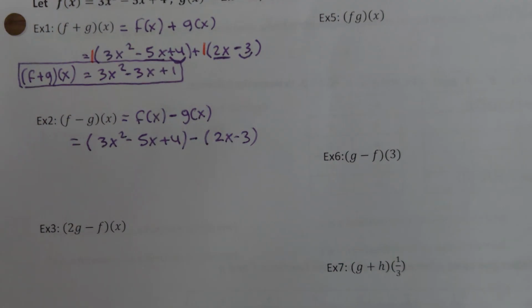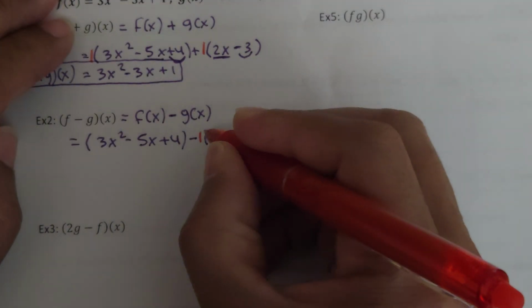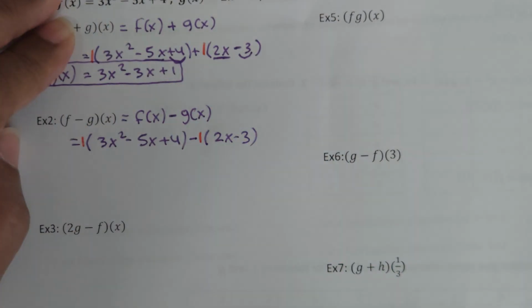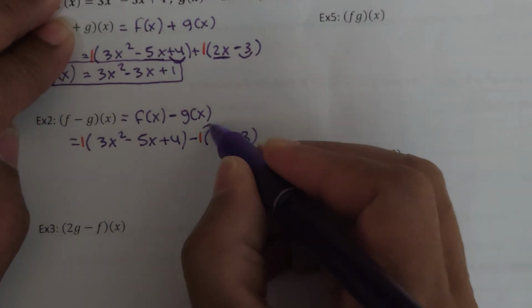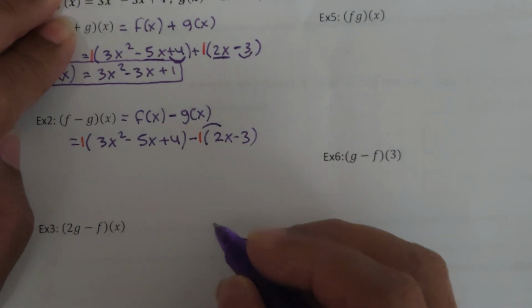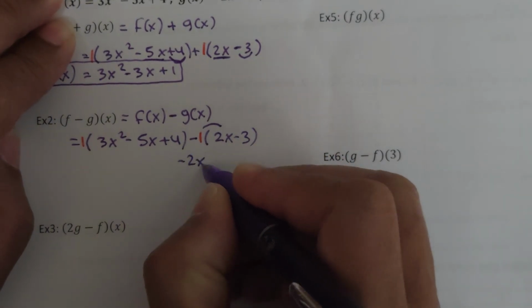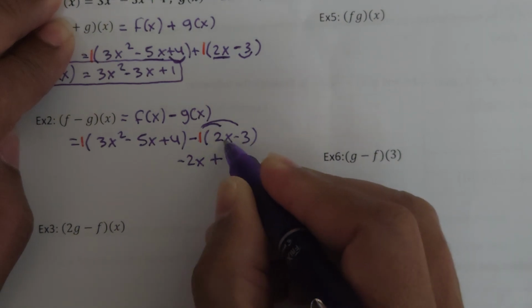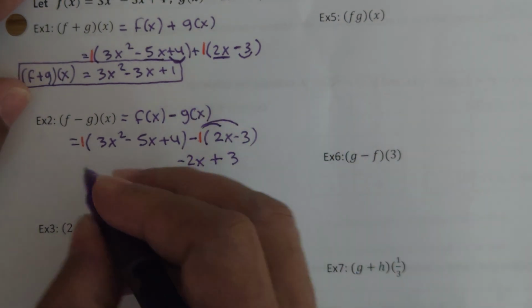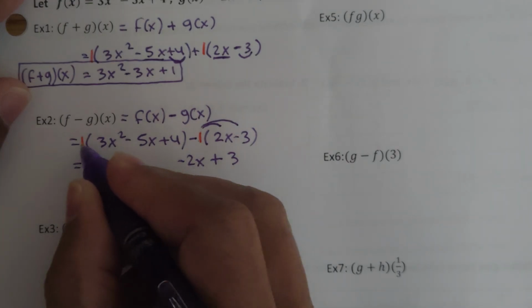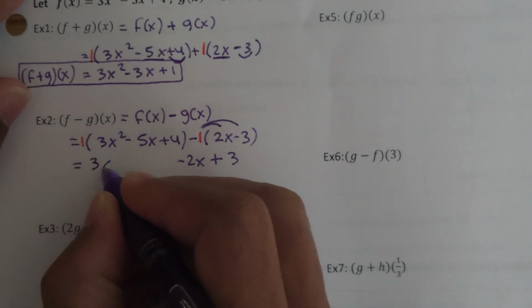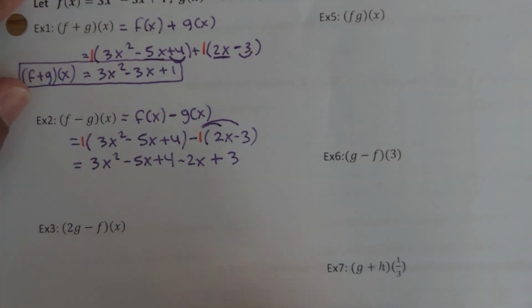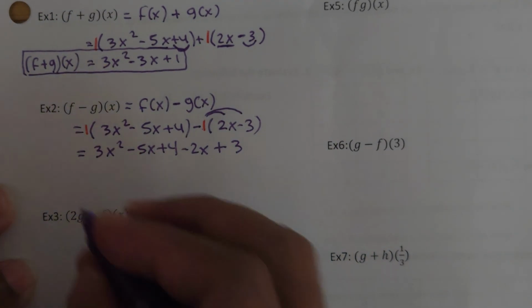So notice this is why it's important to have parentheses, because there is always a 1 implied, but this one is a negative 1, which means that when I distribute that negative 1 to what's inside this parentheses, negative 1 times 2 is negative 2x, and negative 1 times negative 3 is positive 3. So these two terms changed sign, but these stay the same because we're multiplying by 1. So this is 3x squared minus 5x plus 4. And once you get to this point, you start combining like terms.